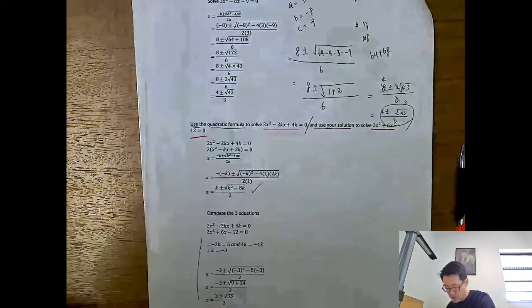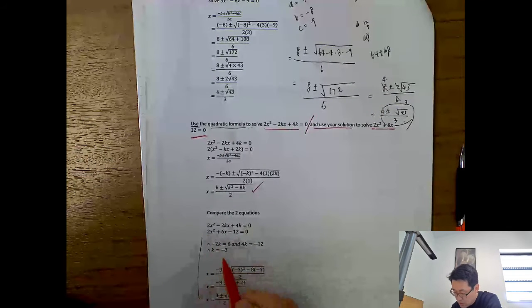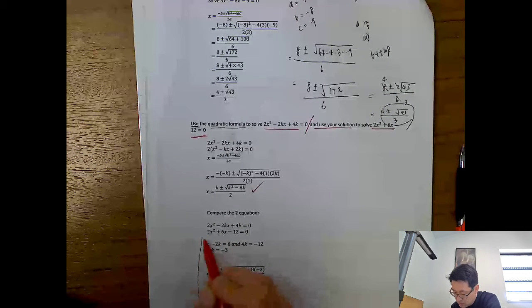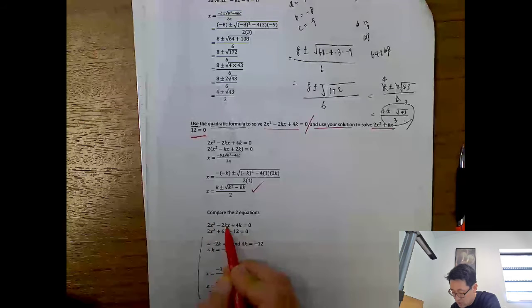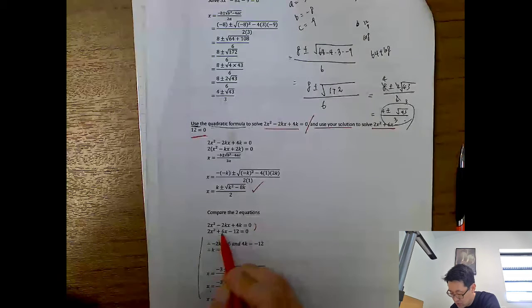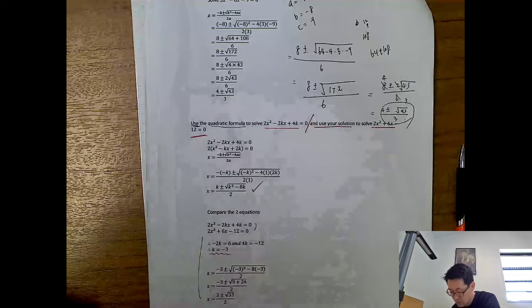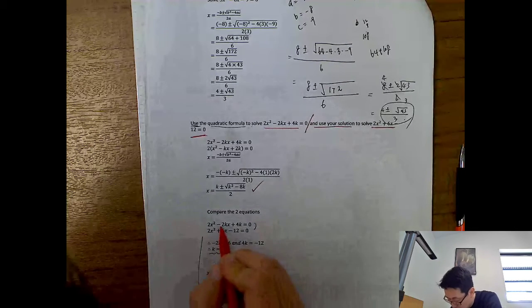How can we do that? So let's go back. I'll just use this one directly. All you need to do: 2x squared minus 2kx plus 4k equals 0, and we compare these two, 2x squared plus 6x minus 12. And I realize it, k equals what? Minus 3. All I need to do, I'll just compare this.